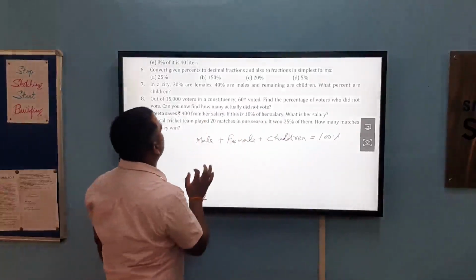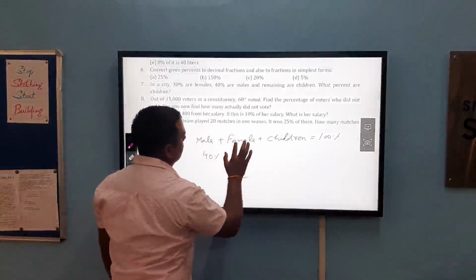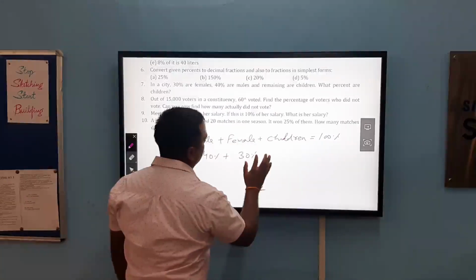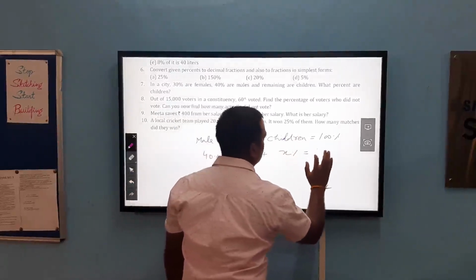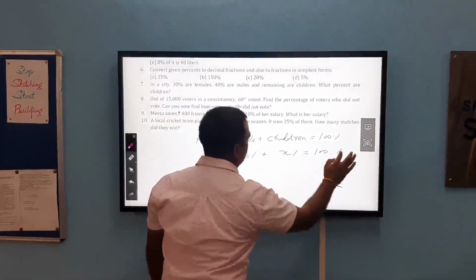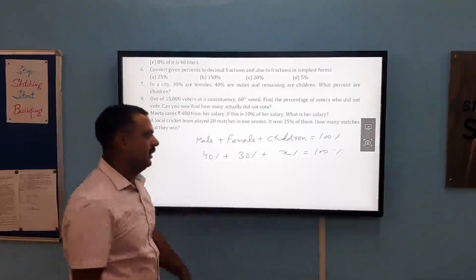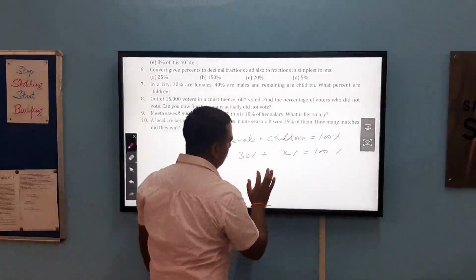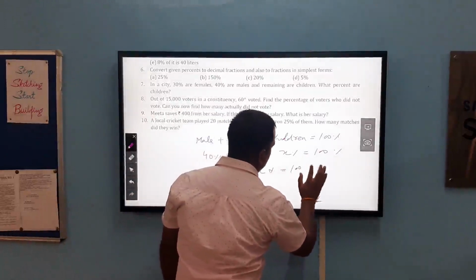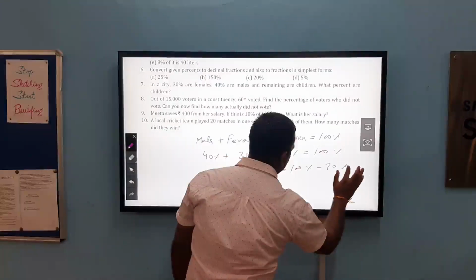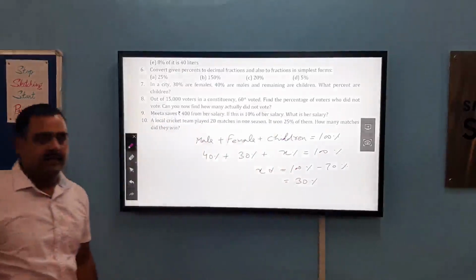So percentage of male is 40%, percentage of female is 30%, and let percentage of children be x%. After adding, all three become 100%. So 40 plus 30 is 70%, and after transposing it to the right side, x% is equal to 100% minus 70%, that is 30%. This is our required answer.